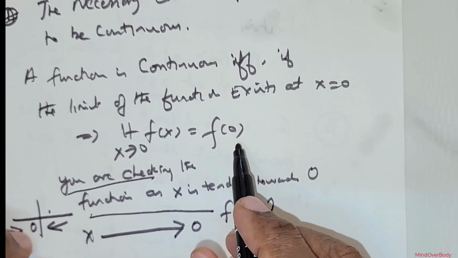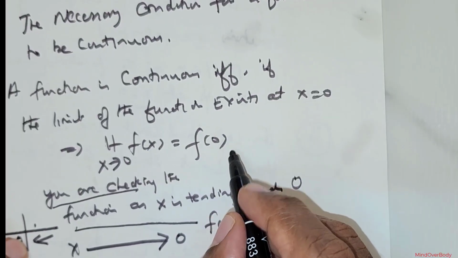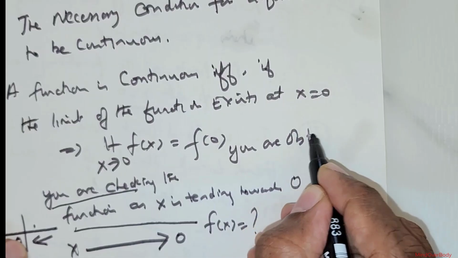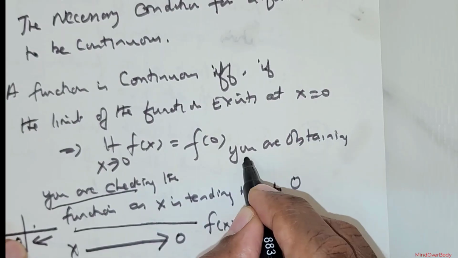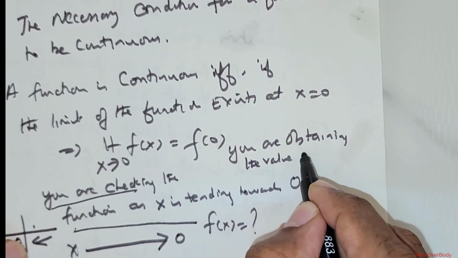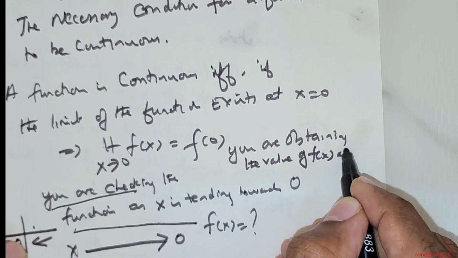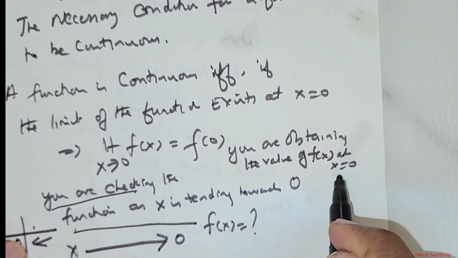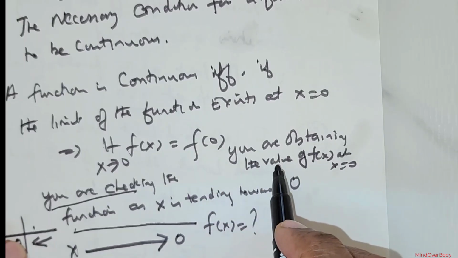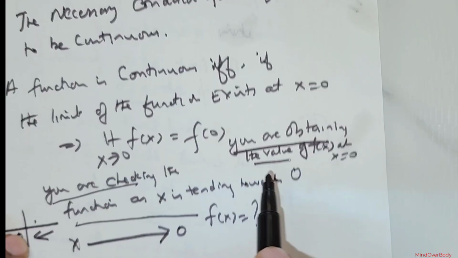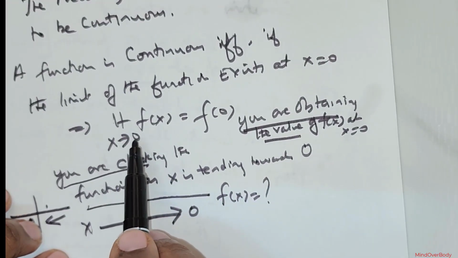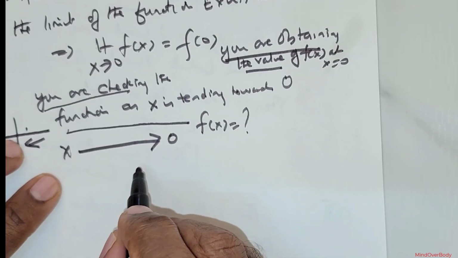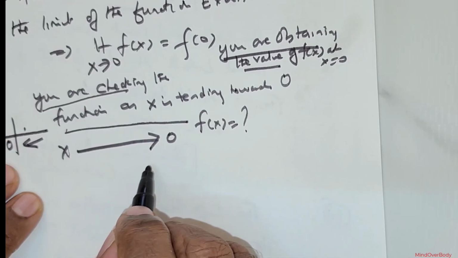Now on the right hand side, you are obtaining the value of f of x at x is equal to 0. So directly you are substituting the value of x equal to 0 into the function and you are getting the value. So this is actually more like checking the system for a certain condition.